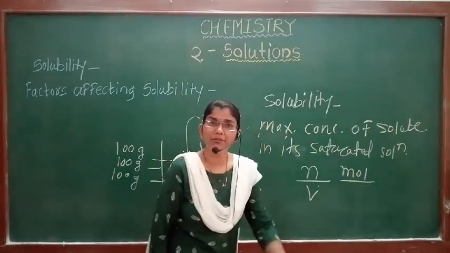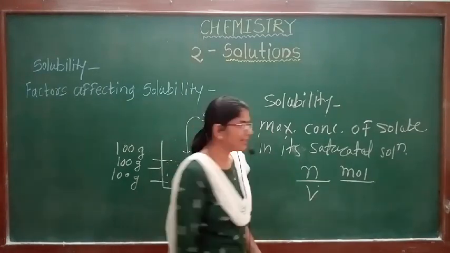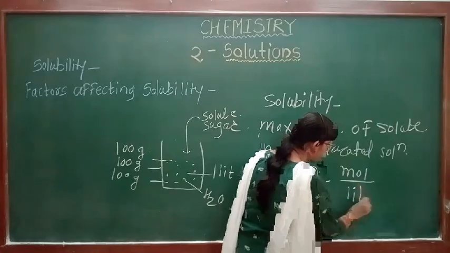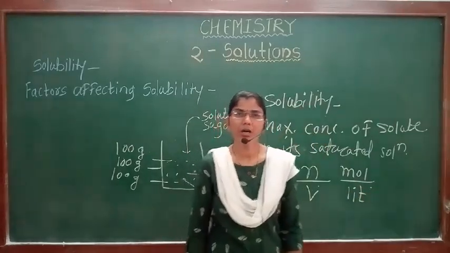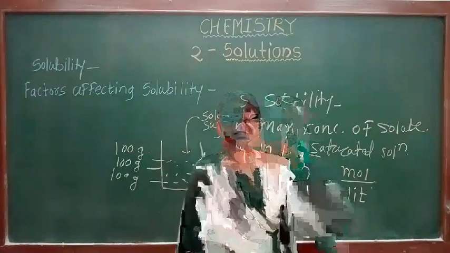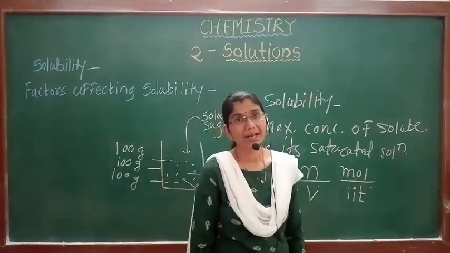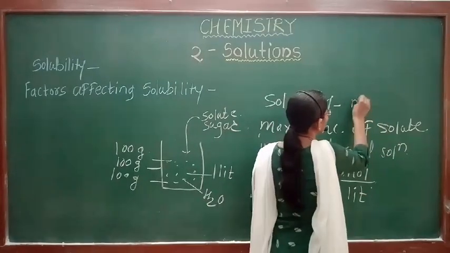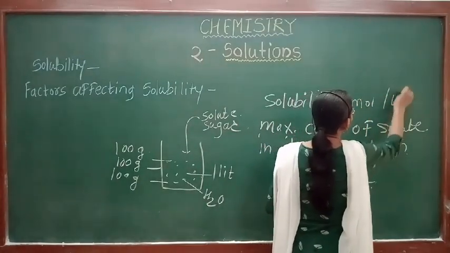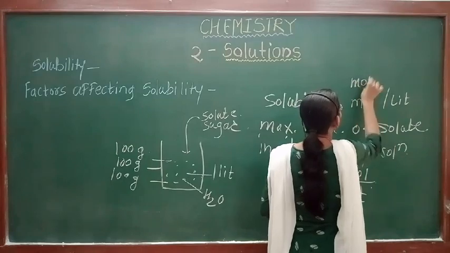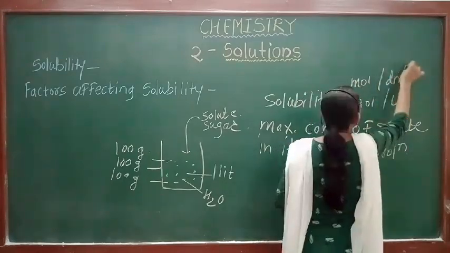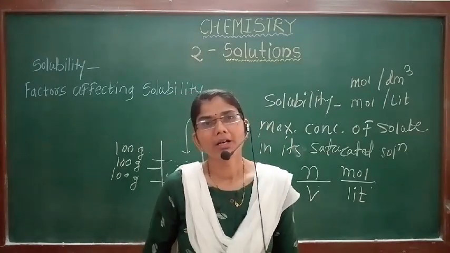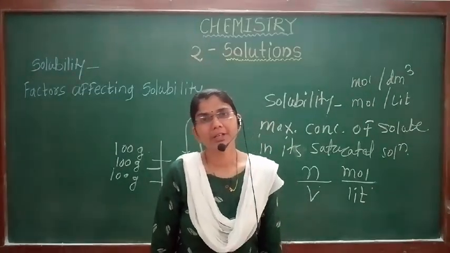Here we have taken 1 liter of solvent, and therefore the volume of the solution is in liters. As we know, 1 liter is equal to 1 decimeter cube, and therefore the solubility is expressed in terms of mole per liter or mole per decimeter cube.